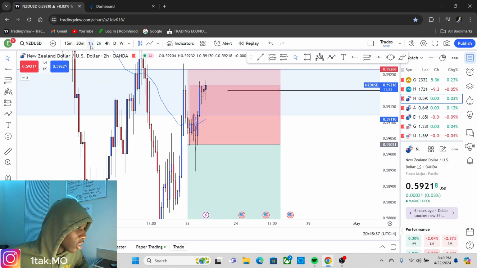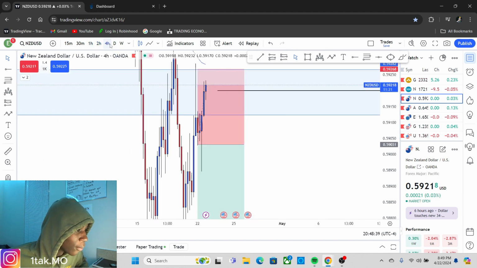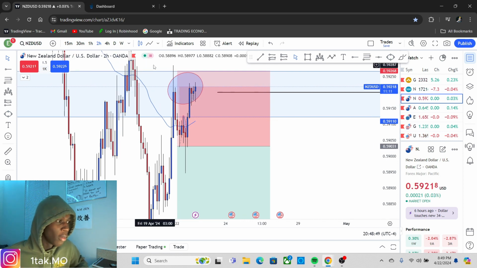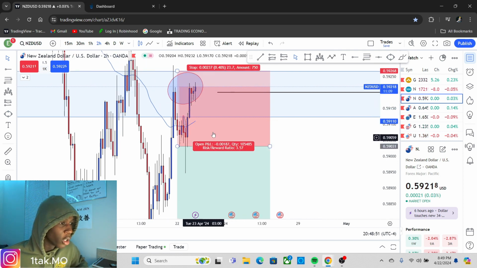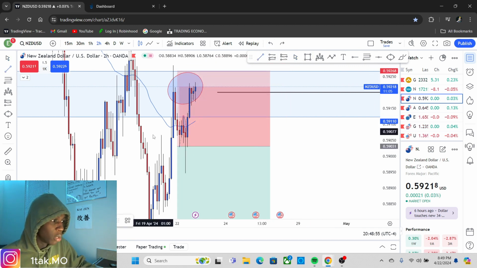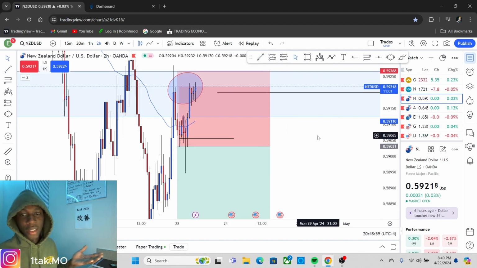So, as you can see on the 1 hour and 2 hour, it's having a double top right here. So what does that mean? That's a reversal pattern. So, I'm going to wait till it comes below here, breaks this neckline right here, and then enter the trade again. I will enter the trade again. I'm confident in my analysis.